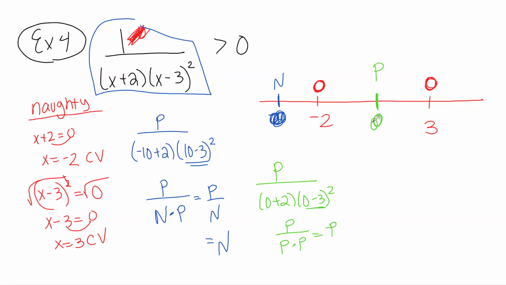Put a P. Now pick a favorite number bigger than 3. Let's go 10. Again, you don't have to do 10. Do whatever you want as long as it's bigger than 3. So 1 positive over 10 plus 2, 10 minus 3 squared. 10 plus 2 is positive. Anything squared is positive. This is positive.